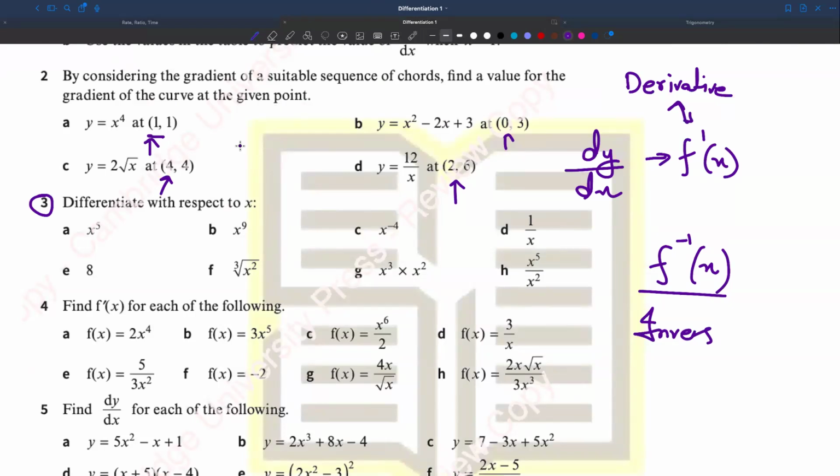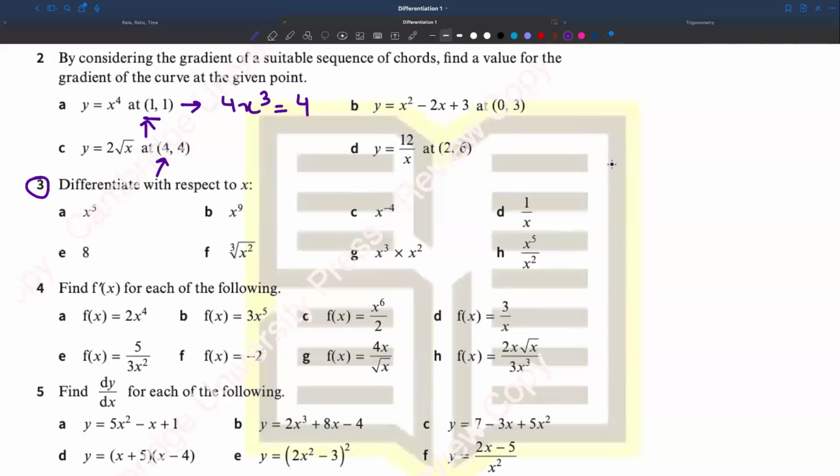Okay. So by considering the gradient, I'll just explain the first part. So dy dx will be 4x cube. In place of x, when you put 1, the answer will be 4. And that's it. That's the gradient. You know, easy. Remember with part D, you have to bring x in the numerator, then differentiate. So x will become power -1. Some basics you have to remember. Once you understand this, the rest of the thing is very easy for differentiation.